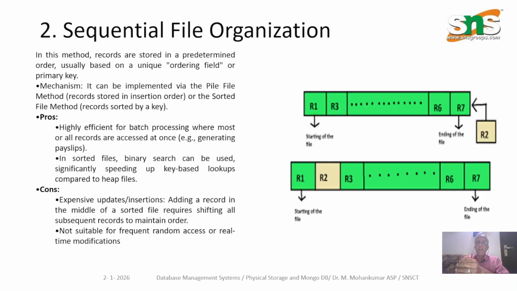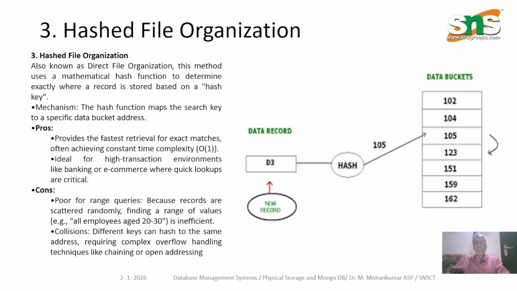In sorted files, binary search can be used, significantly speeding up key-based lookups compared to heap files. Cons: it is expensive for update operations like insertions. Adding a record in the middle of a sorted file requires shifting all subsequent records to maintain the order. It is not suitable for frequent random access or real-time modification. It is very difficult to implement random file access. Real-time modification is very difficult because some updates we need to do immediately, so it is difficult to maintain the sequential file organization approach.